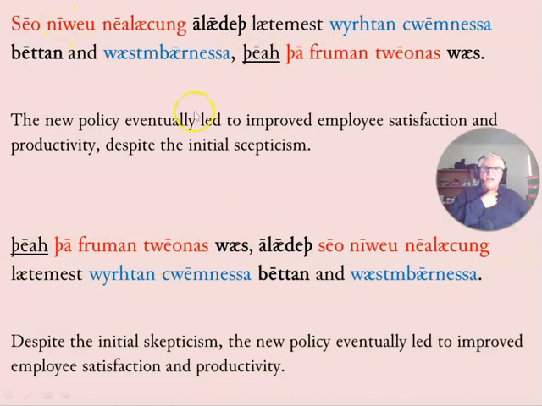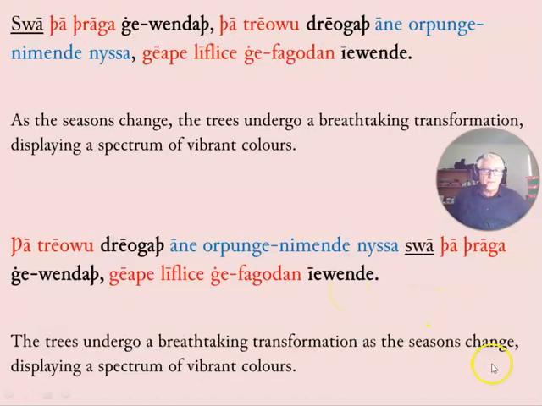And now here, I've got to swap aladeth and the subject. Aladeth goes here, and the subject seoniweu nea la kung goes second. These verb, comma, verb. And then all the rest follows. Whereas in modern English, we just simply rearrange the order and we don't make any other changes, but in Old English you do. All right, let's have a look at the next one.